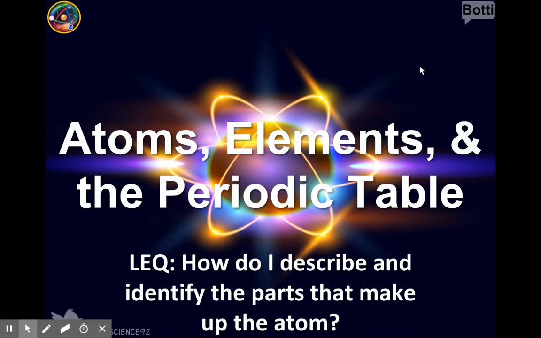This is going to be the first set of notes in a couple lessons we're going to be doing. We're going to start out with this one just talking about atoms and what they're made up of. So go ahead, if you haven't already created your Cornell notes, and do that now. These are going to be your atoms notes. Don't forget to add your LEQ in there as well. Your LEQ is how do I describe and identify the parts that make up the atom.